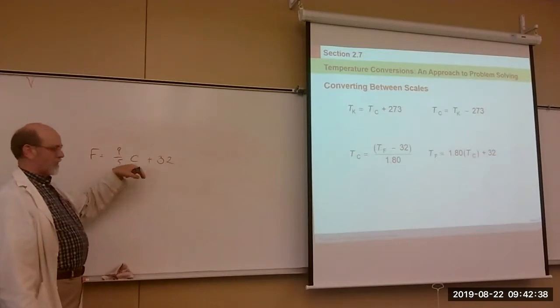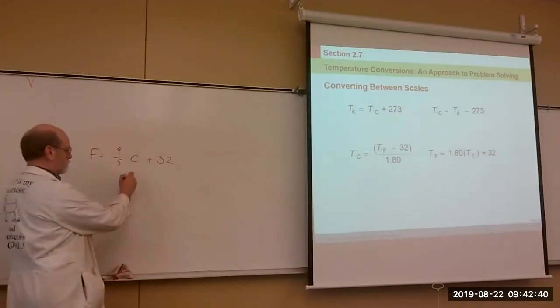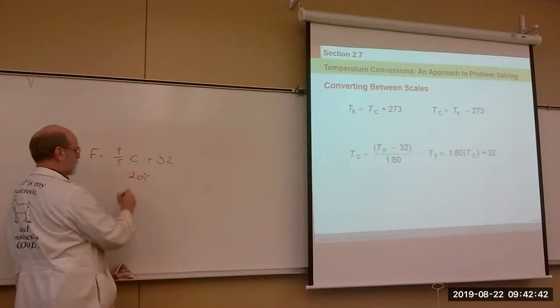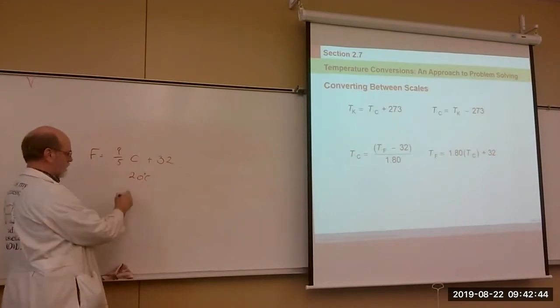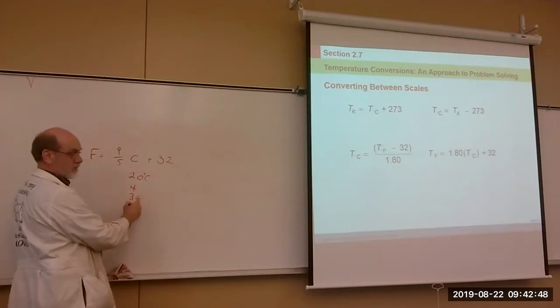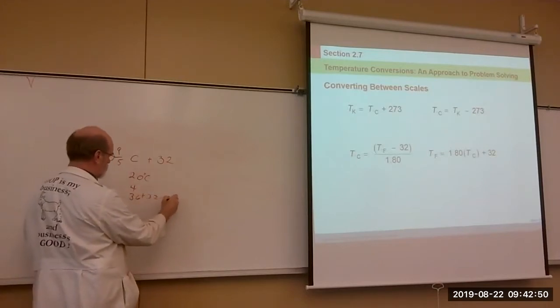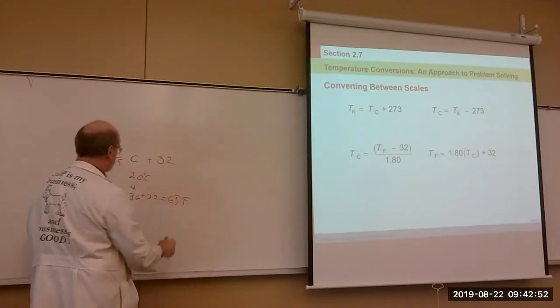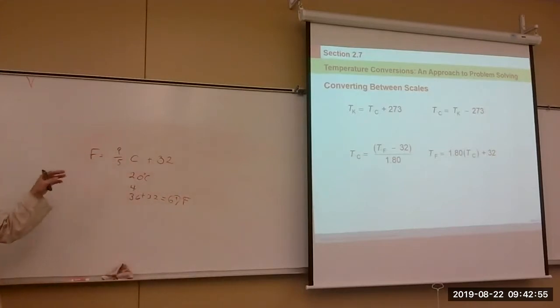I could say, all right, centigrade is, say, 23 centigrade. What's 5 into that? That's 4. What's 9 times that? 36, right? Plus 32 is 68. So I know that 20 degrees centigrade is 68 degrees Fahrenheit.